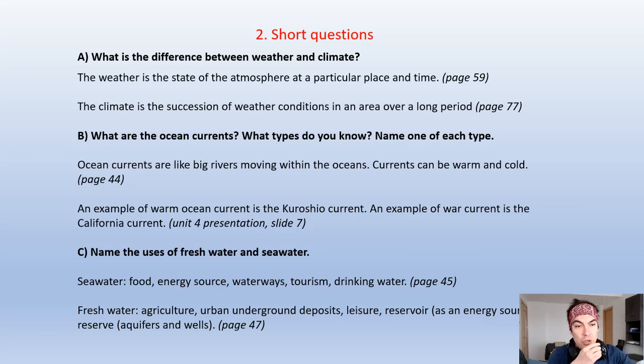Okay, so what is the difference between weather and climate? The weather is the state of the atmosphere at a specific place and time. You have it on page 59. The climate is a succession of weather conditions, of types of weather, in an area over a long period. You have it on page 77.